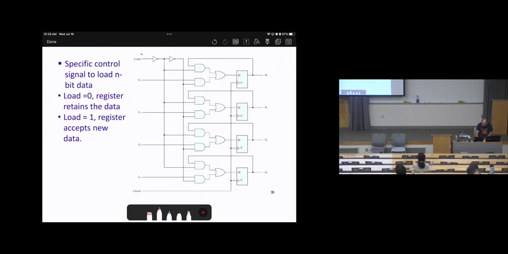So we add something called load. So when load equals 0, retain the data, which means we can store the data, don't modify anything. When load equals 1, register the data or start writing. So we can say when it is 0, don't write. When it is 1, write. So writing mode or reading mode. Something like that. So we add this special feature.